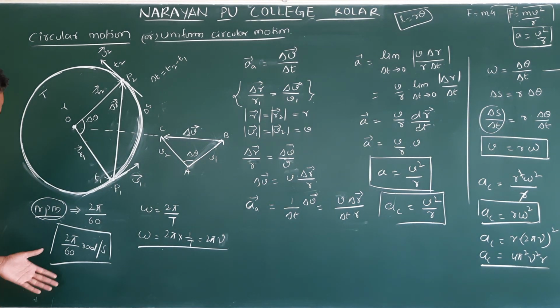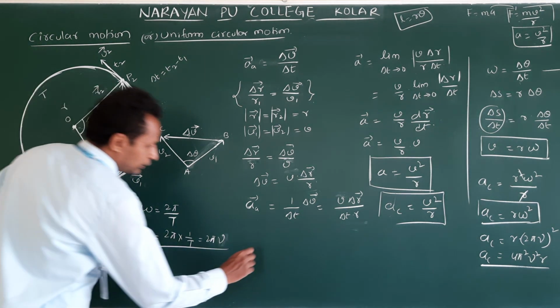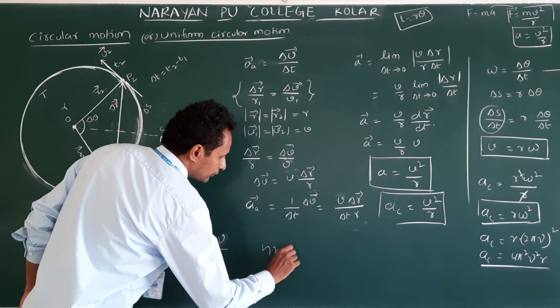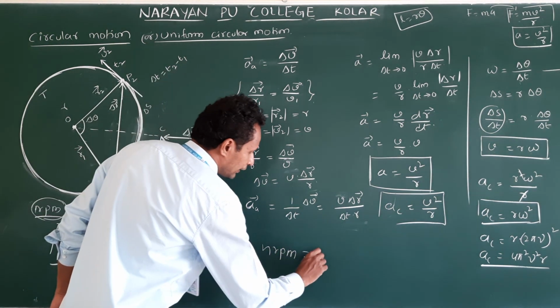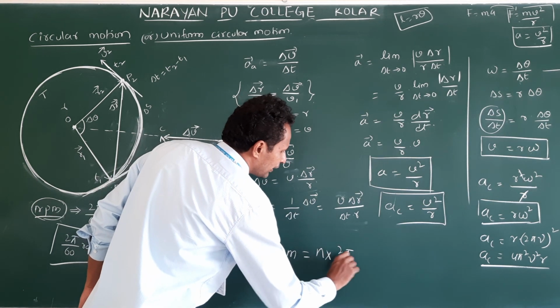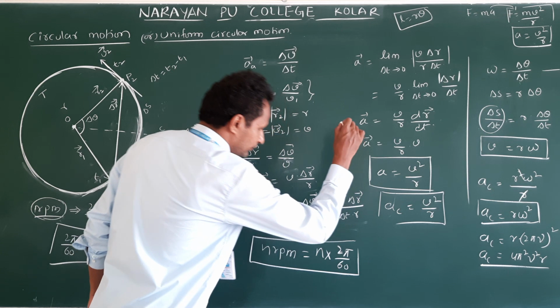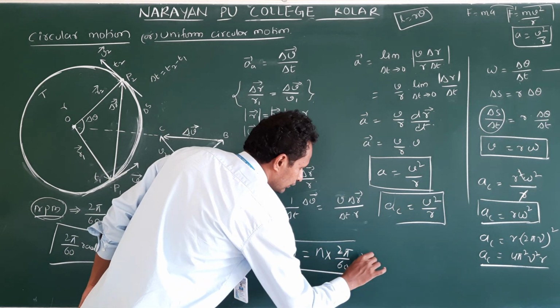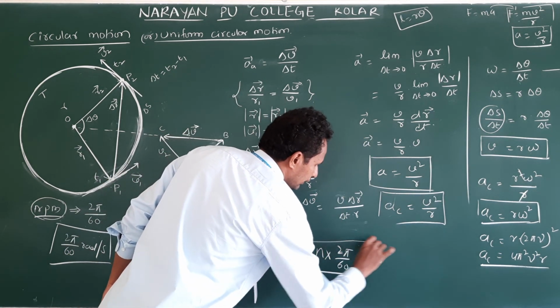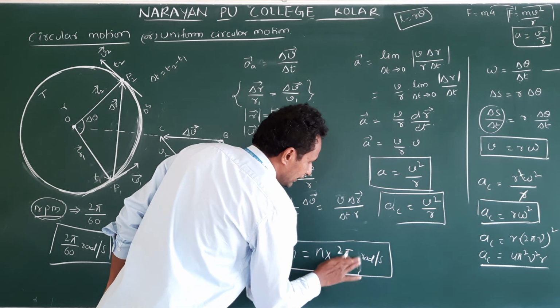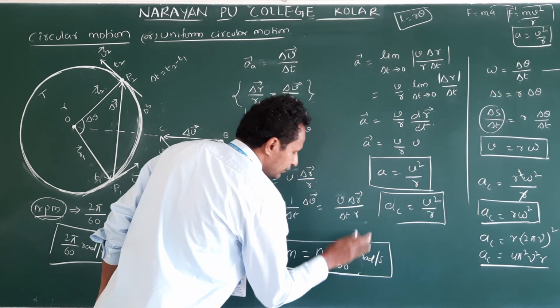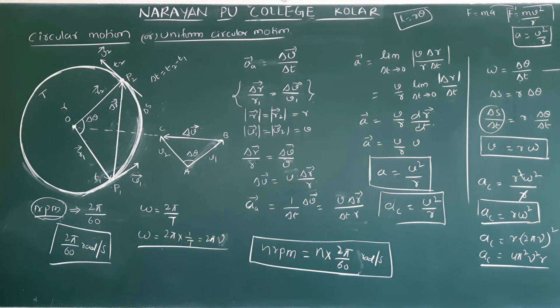Okay. Now the general conversion: suppose n RPM is there. Then how do we convert it? n into 2 pi by 60. Remember this easy conversion, radian per second. The angle we measure in radians, okay, not in degrees. It is in radians. So n is any number. Clear?